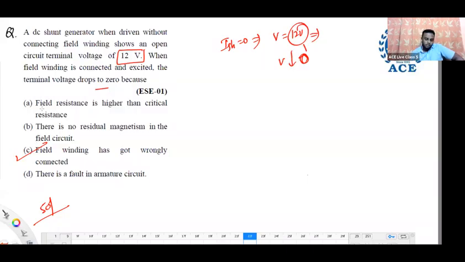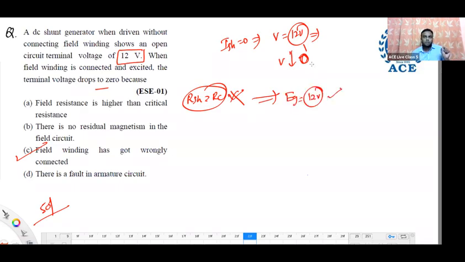Maybe you may guess that the field resistance RSH is greater than the critical resistance. Here also voltage will not build. The resistance of the field winding should be less than the critical resistance; then only voltage builds up. If it is higher, voltage will not build up. But here the problem is not this. Wrong connection is the problem, because the voltage becomes zero. In the resistance case, voltage builds up to some small residual voltage and stays there continuously, but here the voltage is zero because of the wrong connection. Clear this, all of you.